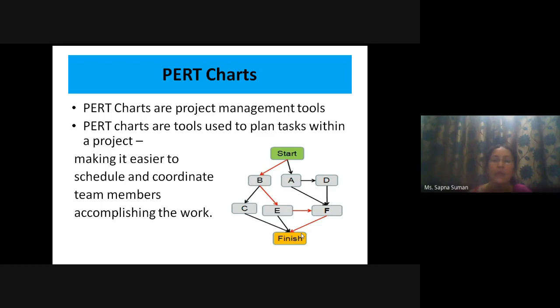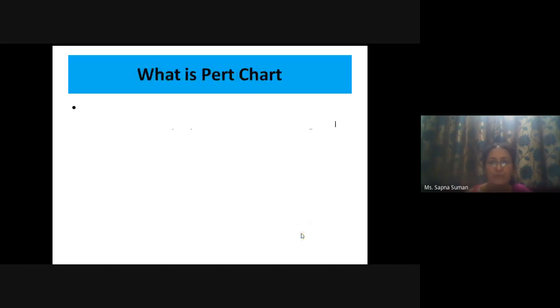Then you can see the arrows. The black arrows and the red arrows are connecting one rectangular box with the other, and they are also showing the direction in which the project will move. These arrows or lines are known as vector lines. So there are nodes and there are vector lines in any PERT chart. These are the two terms.